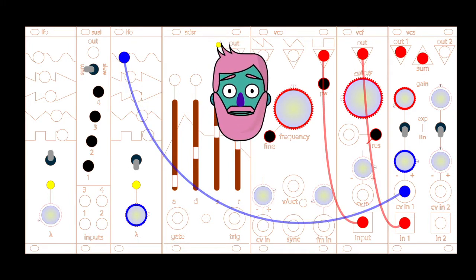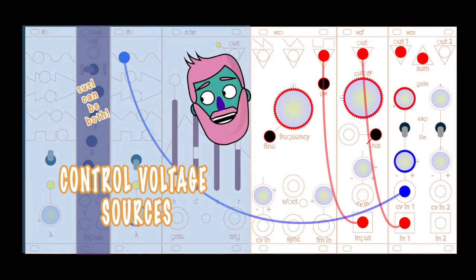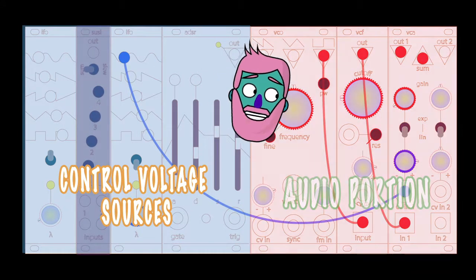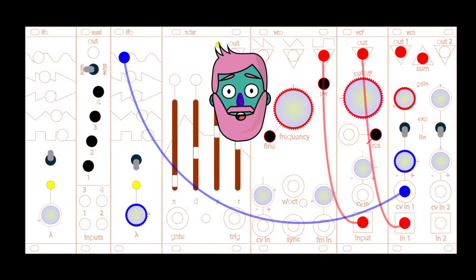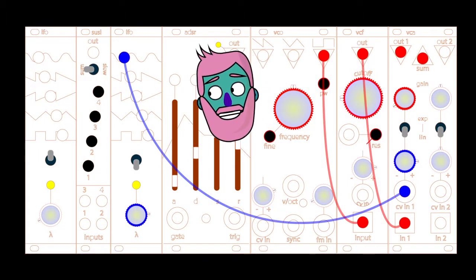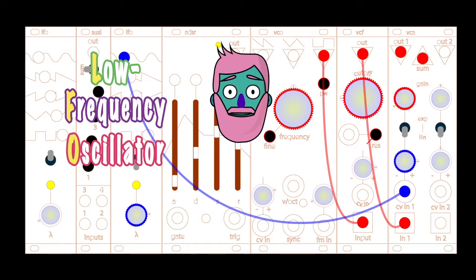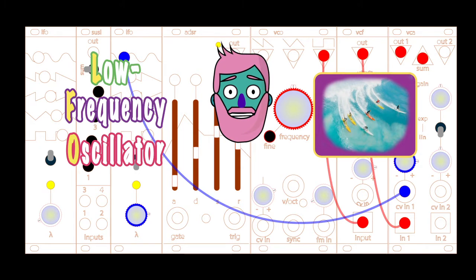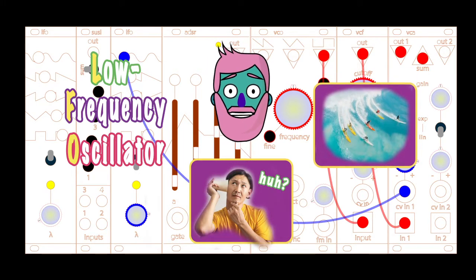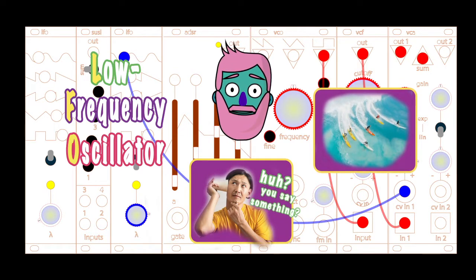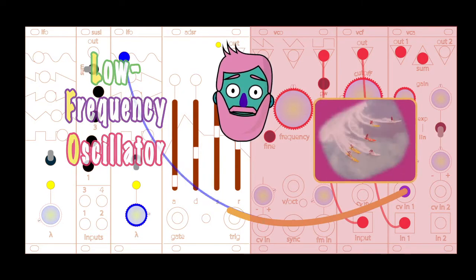In this system, the modules on the left are mostly control voltage sources, and the modules on the right are the audio portion. The control voltage module that we will be using is an LFO, or low frequency oscillator. It creates waves, but unlike sound waves, these ones are moving so slow that we can't hear them. Instead, we use these waves to control the audio modules of our synthesizer.